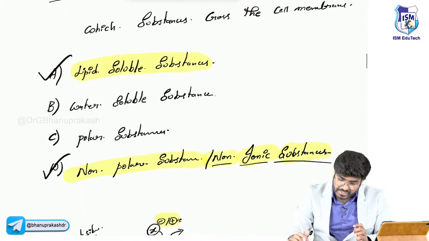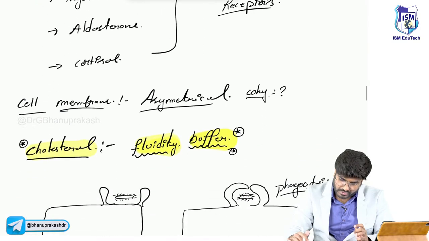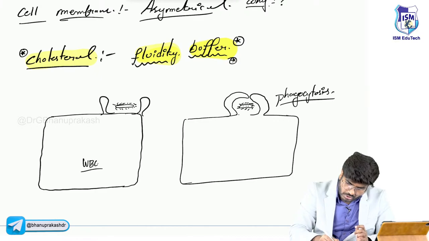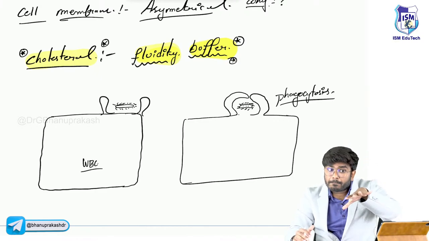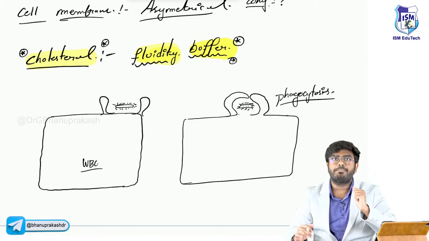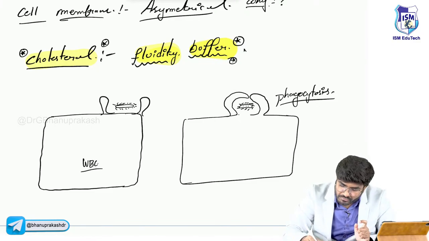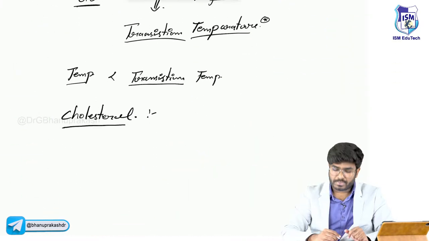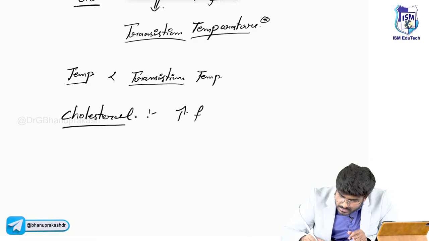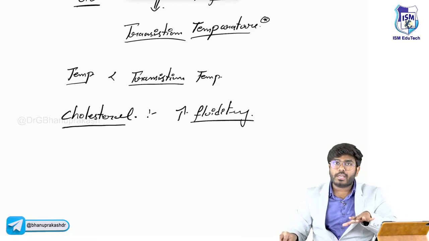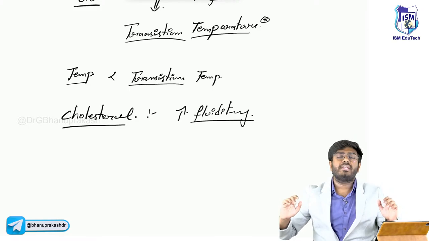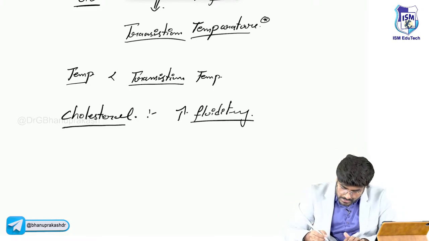Cholesterol acts like a fluidity buffer. That's what I have discussed with you. Look here. Cholesterol is acting like a fluidity buffer. It buffers the fluidity. It maintains the fluidity. So, why do I use this word fluidity buffer? It's because of this. If the temperature is less than the transition temperature, cholesterol increases the fluidity. These cholesterol molecules will increase the fluidity of the cell membrane. They will make the cell membrane more fluid-like.